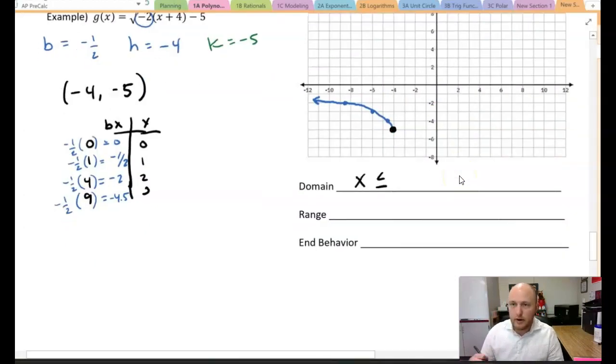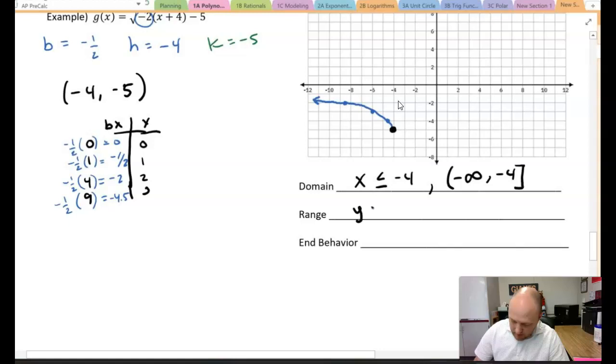So now, instead of x being greater than or equal to a certain value, it's x is less than or equal to negative 4, and that's negative infinity to negative 4 in interval notation. The range, all my y values are greater than or equal to negative 5, which is the minimum value. So negative 5 to positive infinity.